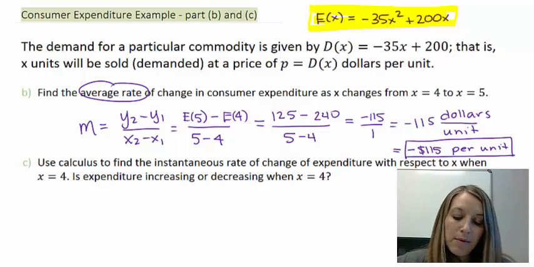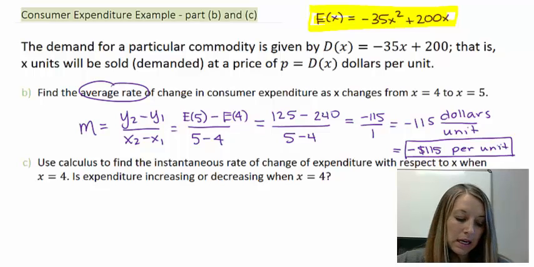Okay, so when I did the math here, I got the answer of negative 115. Remember, this is a rate, so our label is something per something. In this specific problem, it is dollars per unit, so the way that it makes more sense is negative $115 per unit.